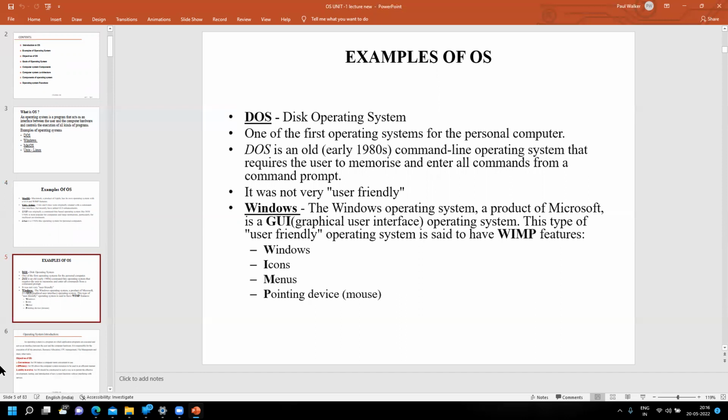After that, the Windows operating system arrived. It is a product of Microsoft and has a GUI feature. GUI is nothing but graphical user interface. It also has WIMP features. W stands for windows, I stands for icons, M stands for menus, and P stands for pointing devices.